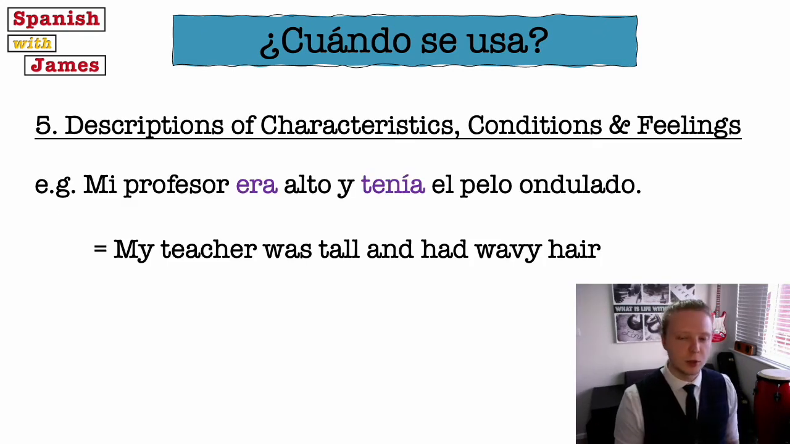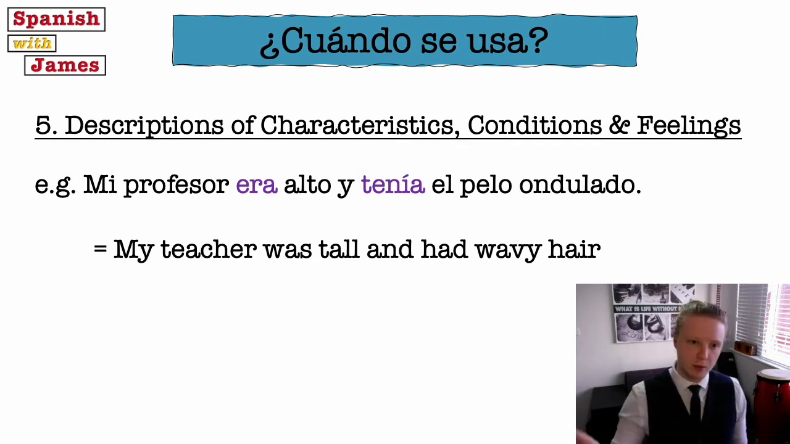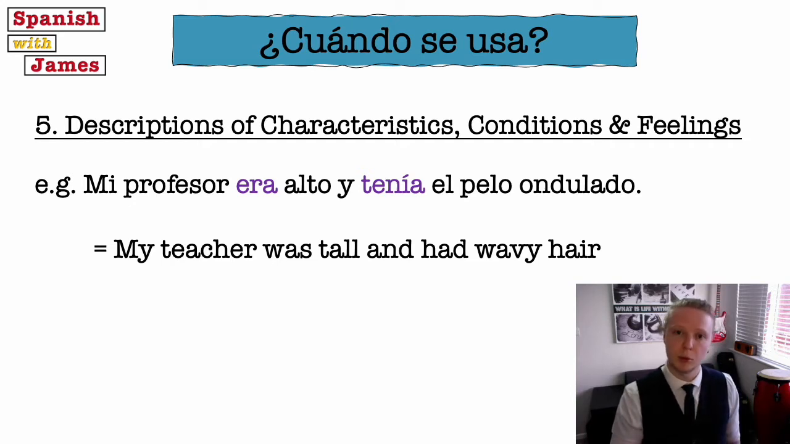Now next we've got descriptions of characteristics, conditions and feelings, and this covers quite a breadth of different examples that I'm going to give you. So first let's take a look at descriptions. We know that we've got ser and estar, two verbs to be in Spanish. One we use for more temporary things and one we use for more permanent things. Now we use ser for talking about physical appearance or personality.